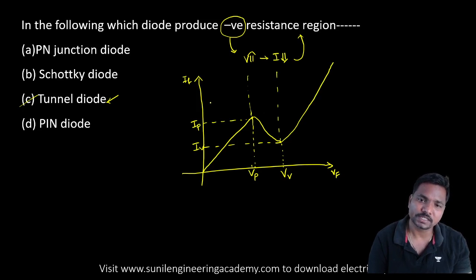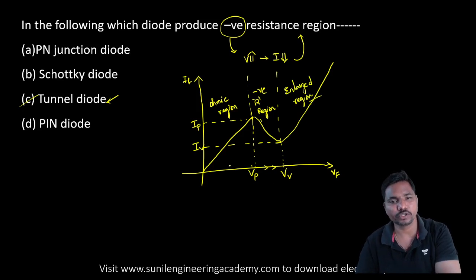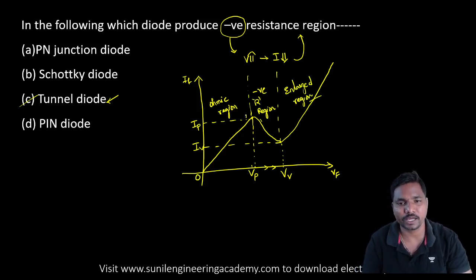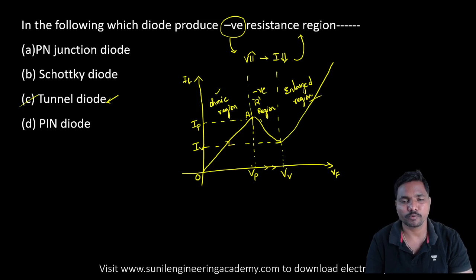So it acts in three regions. For low voltage, this is the ohmic region. From Vp to Vv, it is the negative resistance region. Why negative resistance? As voltage increases, current is decreasing. And this is the enlarged region. So you can note down the points. For low values of the voltage, as voltage increases, current also increases, so this is called the ohmic region. And for more than Vp, that is Vp to Vv, as voltage increases, current decreases. So this is called the negative resistance region.